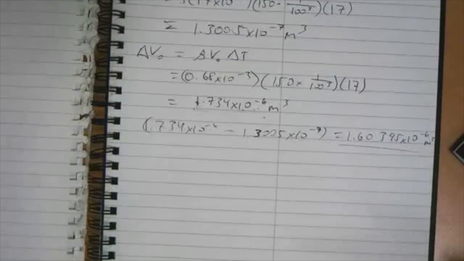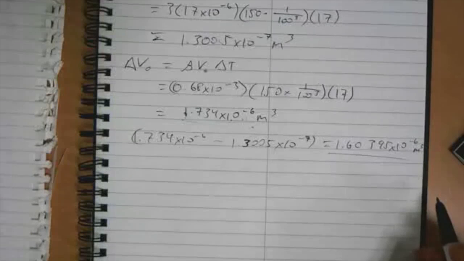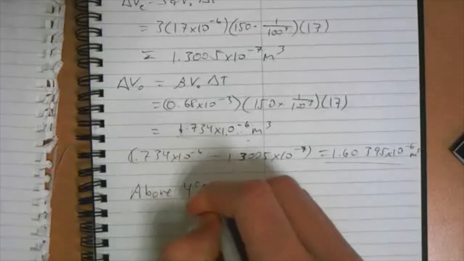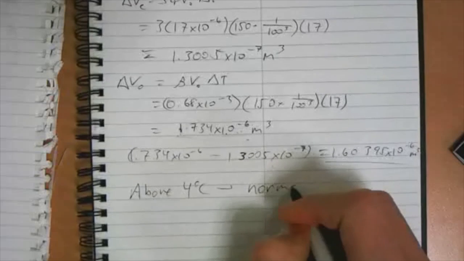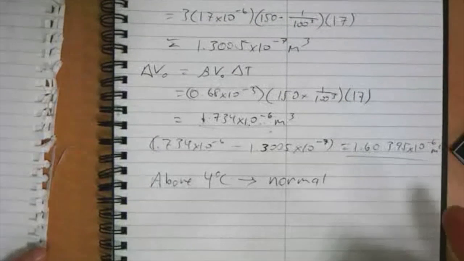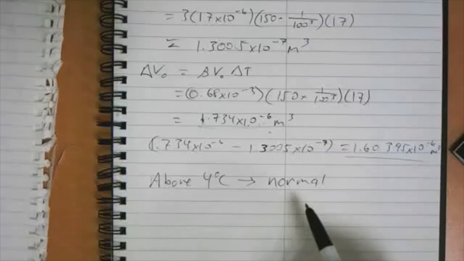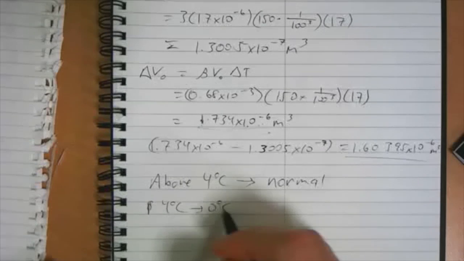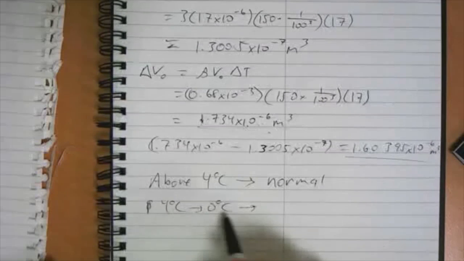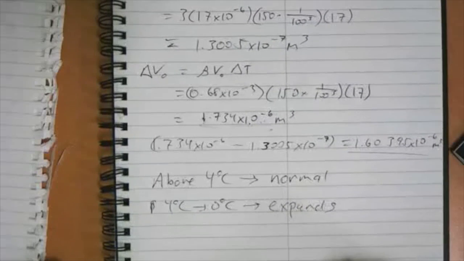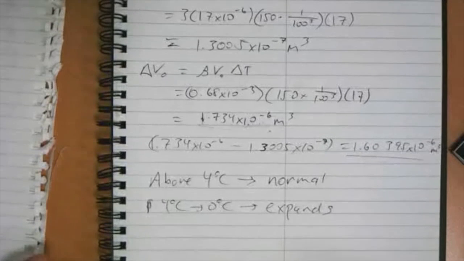I mentioned earlier that I was going to talk about water. Now, water is weird. Above 4 degrees Celsius, it behaves pretty much normally in terms of thermal expansion. If temperature increases, it expands. If temperature decreases, it contracts. But as it goes from 4 degrees Celsius to 0 degrees Celsius, the temperature is decreasing, but it actually expands. It becomes less dense. As you probably know from chemistry, the density of ice is lower than the density of water.